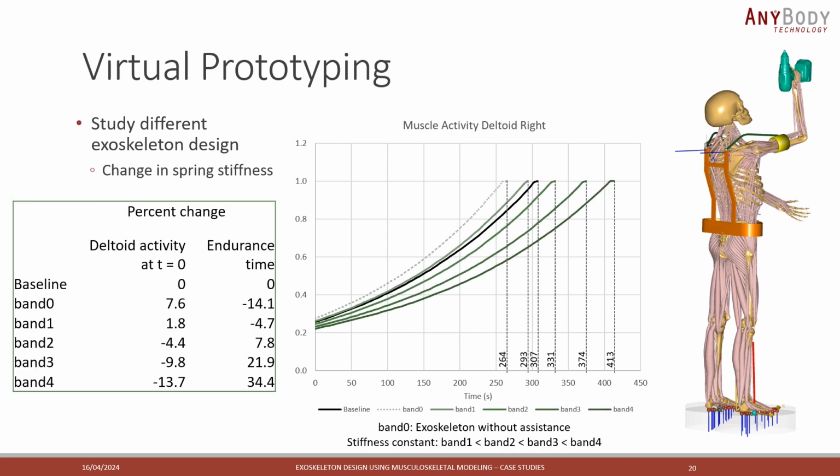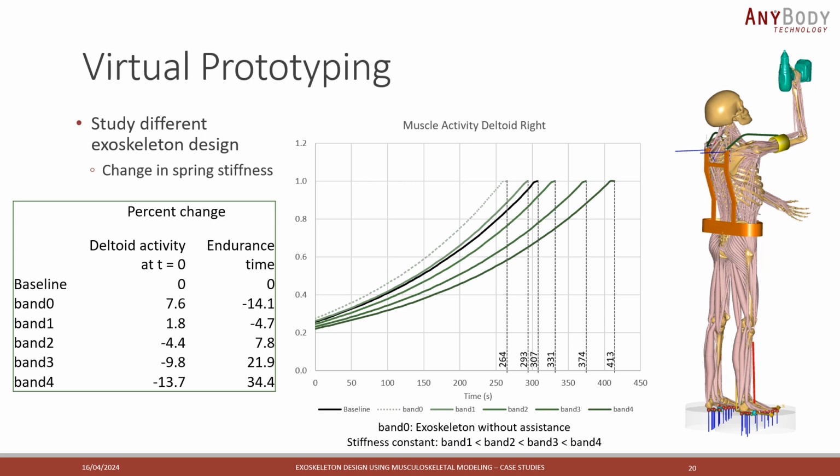In this passive shoulder exoskeleton, the assistance is implemented via an elastic band that connects the attachment point on the arm to a point on the exoskeleton on the back. In this slide, we can study the effects of changing the stiffness constant of the band on the endurance time. Band 0 does not simulate any assistance, and it shows that adding the detailed model of exoskeleton reduces the performance due to the added mass of the exoskeleton.